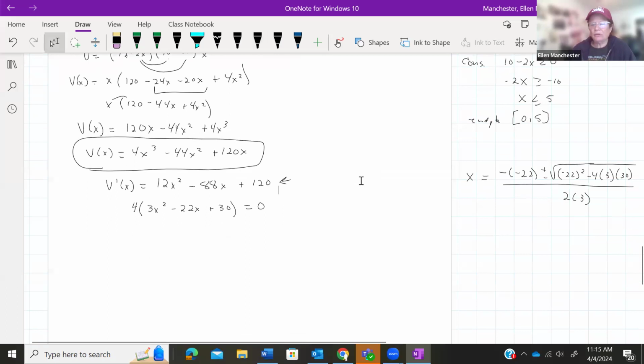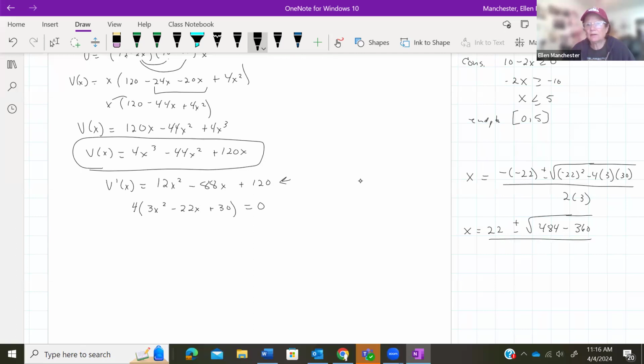All right, so we're going to keep cleaning this up. So a negative 22 is positive. 22 squared is 484. Negative 4 times 3 times 30 is negative 360, over 6. I'm going to move this over.